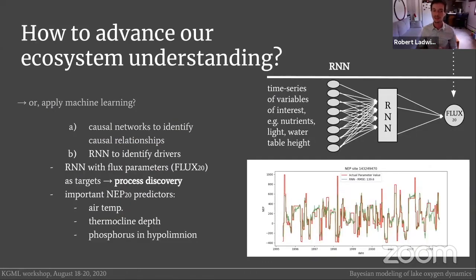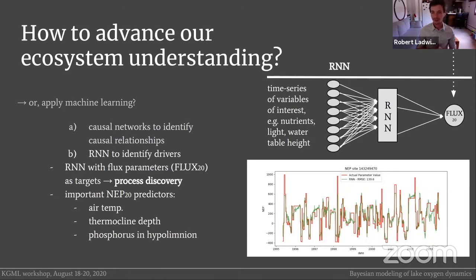The second thing that we tried was to use a recurrent neural network. And in this case, our Flux20 parameter, so the parameters that were calibrated for our process-based model, were now used as our targets. And using this RNN, we now wanted to see which of the input variables are important or sensitive.